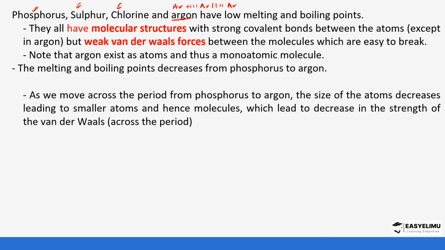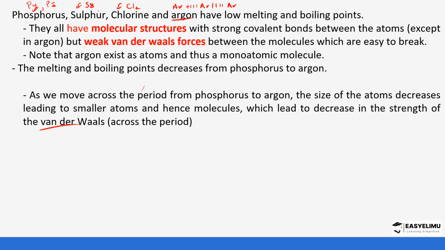So remember we talked about the size of the van der Waals forces being affected by the size of the atom. So the bigger the molecule, the stronger the forces. And when you look at it, phosphorus exists as different molecules. You have P4, sulfur is going to be S8, Cl2, and then argon is going to be a single atom. So you notice that we also have P5 as well.